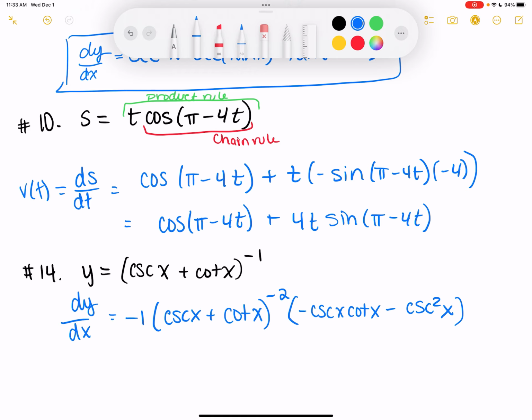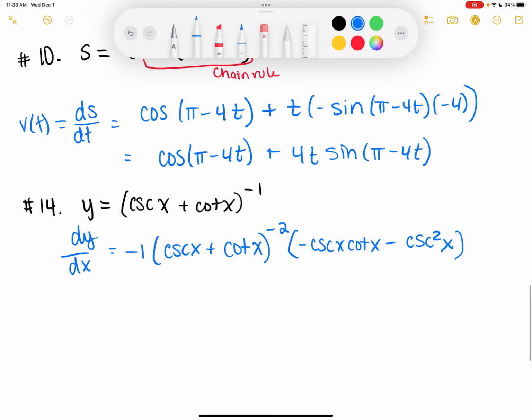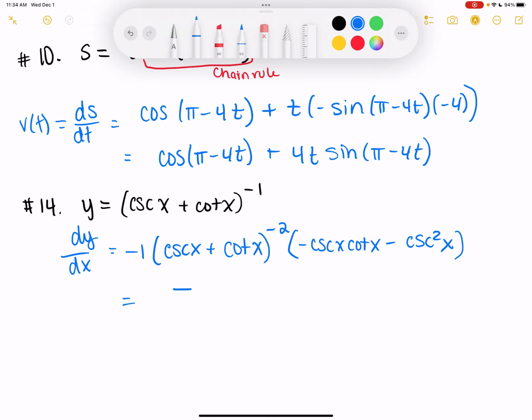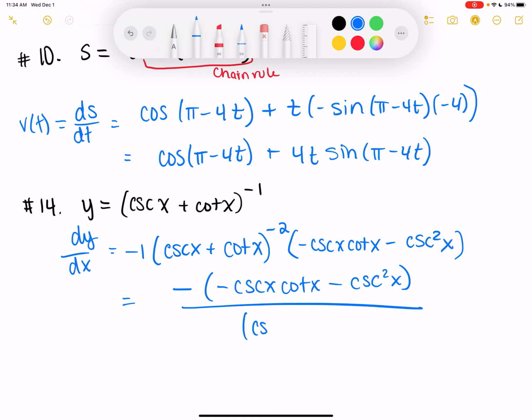So then I'm just going to simplify this as much as possible. Since this parentheses is raised to the negative 2, I'm going to move it to the bottom. So I'm going to leave the negative on top with everything on top, and then move this down. So cosecant of x plus cotangent of x squared.